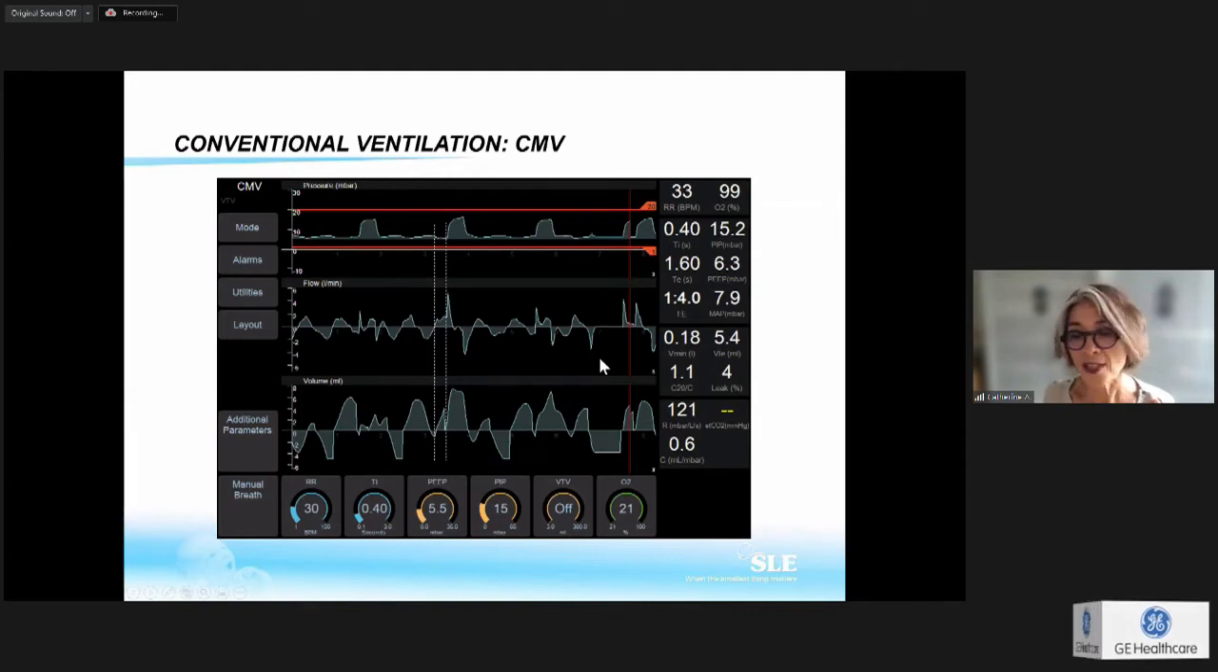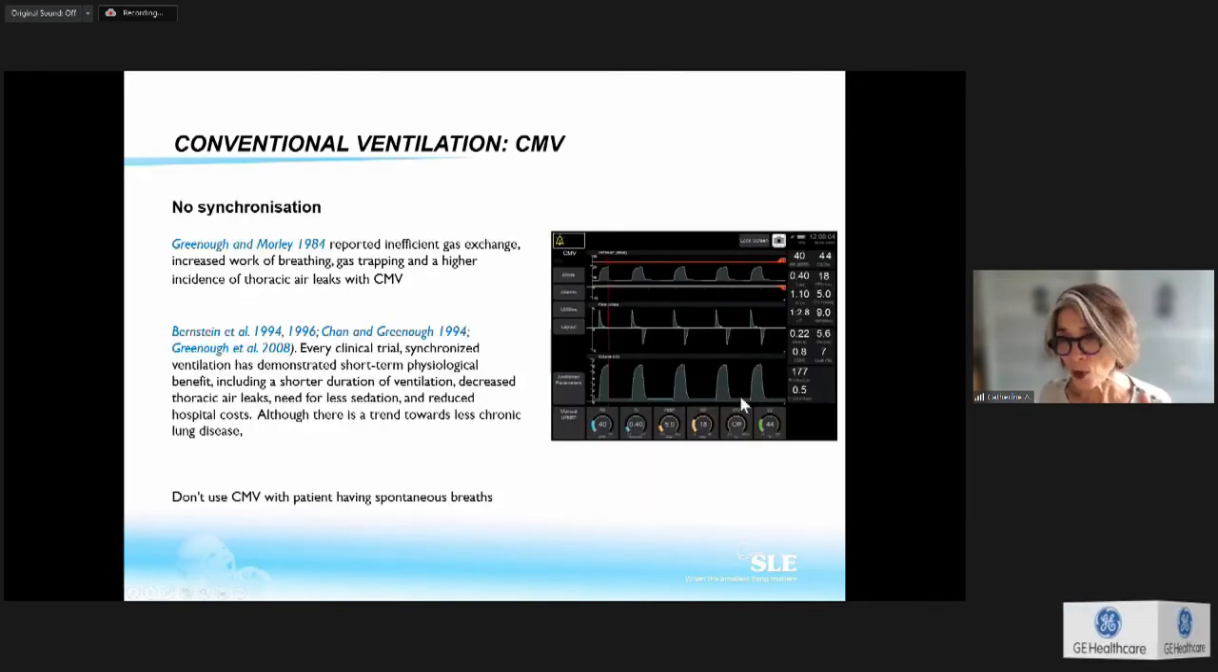So what the studies have shown is that whenever you use CMV, if your patient has some spontaneous breathing, you will see that your blood gas won't be very good because the patient will be fighting against the ventilator. So it means more work of breathing for him, risk of gas trapping, higher risk of pneumothorax. At the same time, we know that whenever the patient is fighting against the ventilator, we might damage the diaphragm of the patient as well. So to me, CMV, we should forget that mode. We shouldn't use it at all anymore.